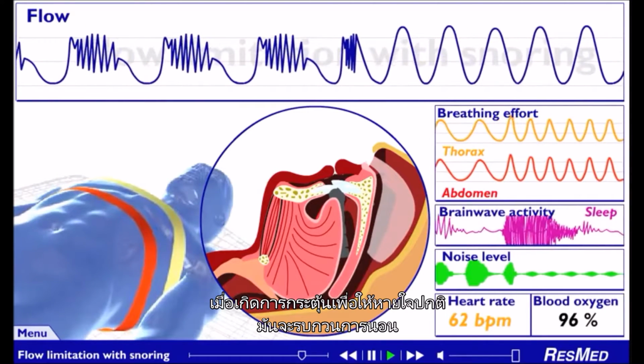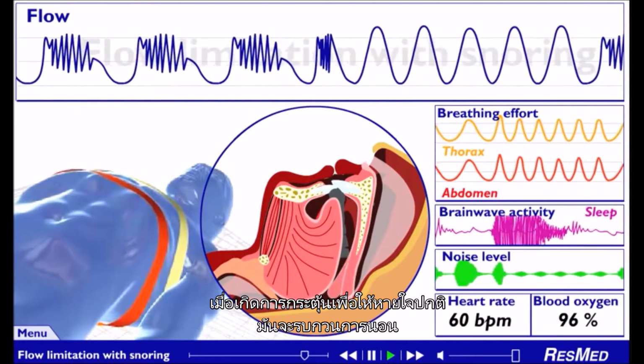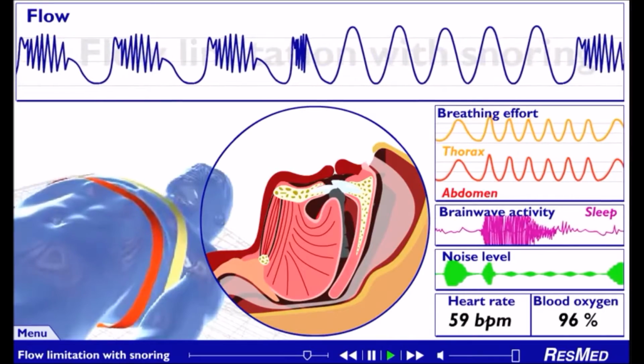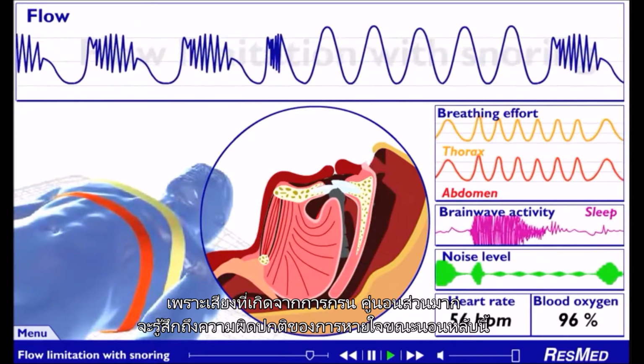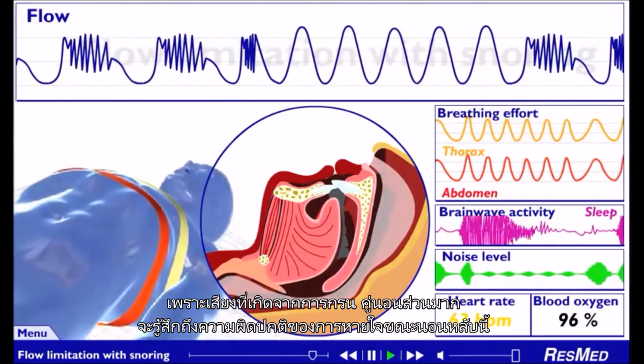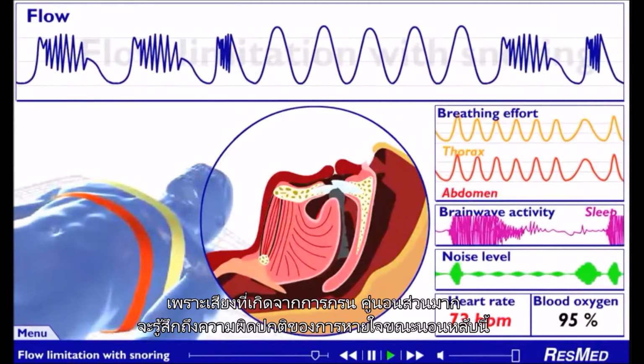Whenever an arousal occurs to restore normal breathing, it interrupts your sleep. Because of the noise that accompanies snoring, most partners can readily identify this type of sleep-disordered breathing.